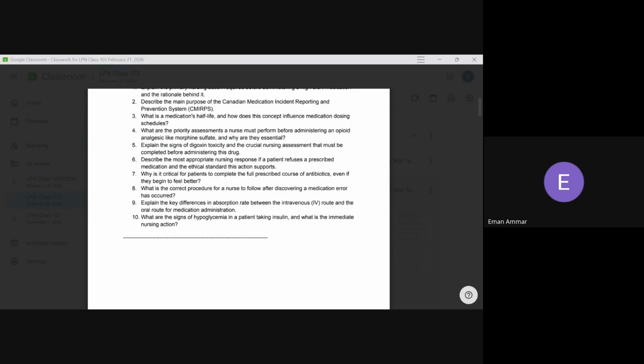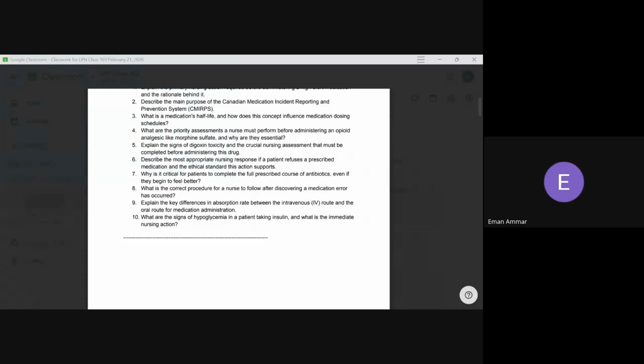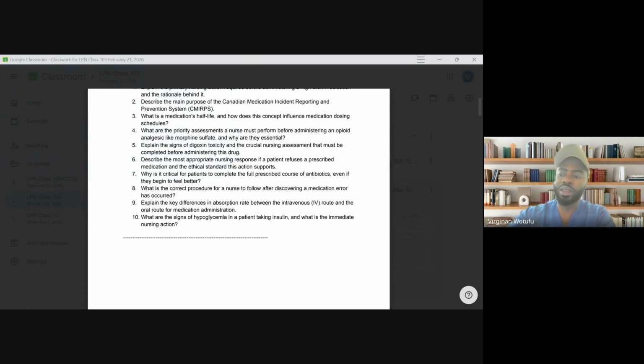If the patient is unconscious, we can give him dextrose 50, or IM glucagon for pediatric. Exactly. So we know that won't be within the LPN scope, right?